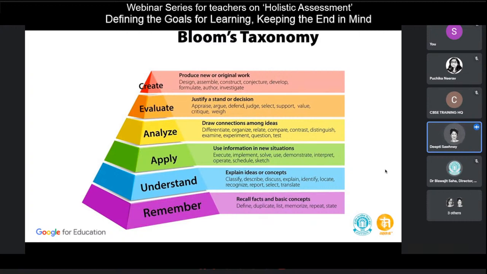But we have to understand that there are different kinds of learners in the classroom, and they are at different stages of their learning life. So we have to make sure that the children understand. And how will you make sure? You will have formative assessment embedded in.